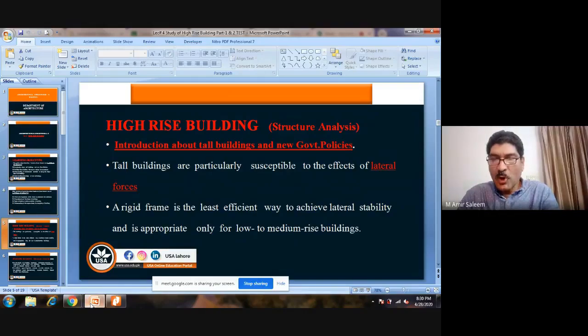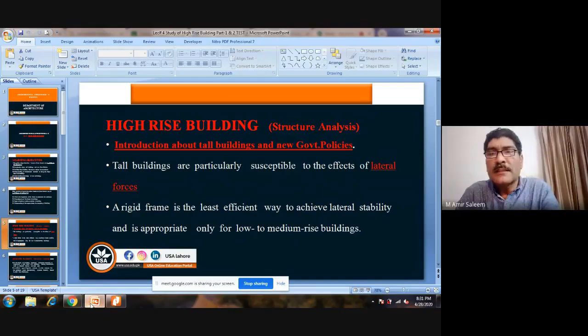So as we discussed, tall buildings are particularly susceptible to the effects of lateral forces. And lateral forces are the lateral loads, the same word, the same consideration. So the effect of lateral forces is really faced by tall buildings. And most important, rigid frames are the least efficient way to achieve lateral stability and are appropriate only for low to medium rise buildings.